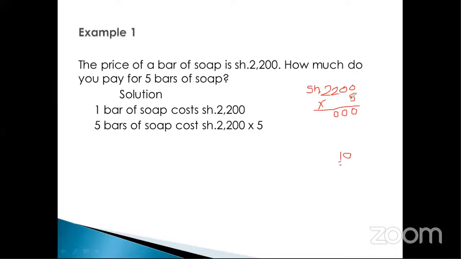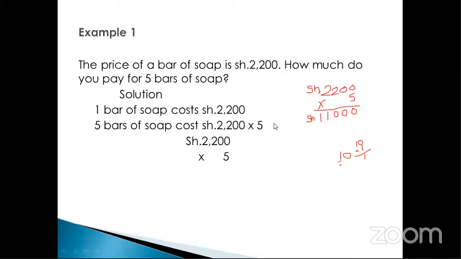Then 5 times 2 equals 10 plus 1. What do we get as the answer? It is 11. So the answer is 11,000 shillings. Okay, thank you so much, Deborah. So that is how you multiply so that you are able to pay 11,000 shillings.